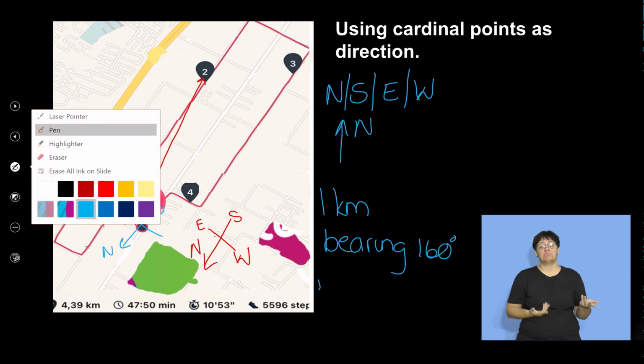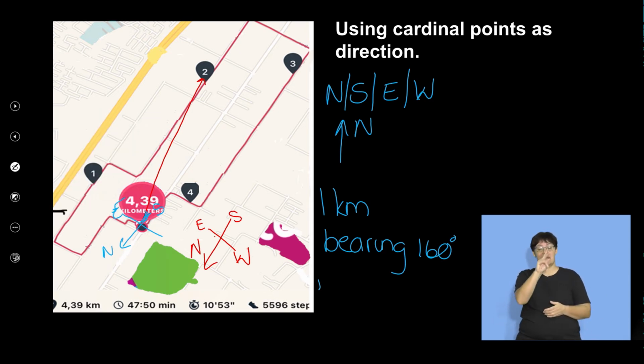Even if we now go to the 3 kilometer mark, which is over there, and that's definitely further than 1 kilometer, but you can see now the angle is a different angle. So that bearing is now bigger than 180. It's probably about 200, okay?